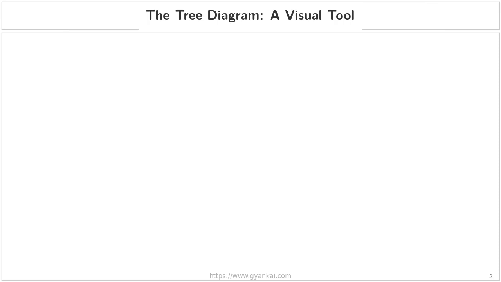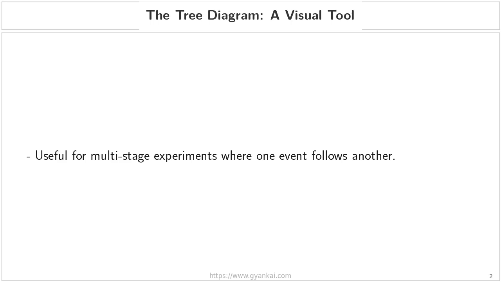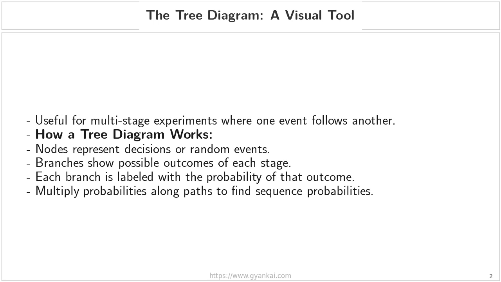The tree diagram, a visual tool. Now that we've established that we can't always rely on simple counting when outcomes have different weights, I want to introduce you to a powerful visual tool that will make these complex problems much easier to manage: the tree diagram. Tree diagrams are incredibly useful when we are dealing with multi-stage experiments. That is, scenarios where one event happens and then another event follows it, often depending on what happened in the first step. Let me walk you through how a tree diagram actually works.